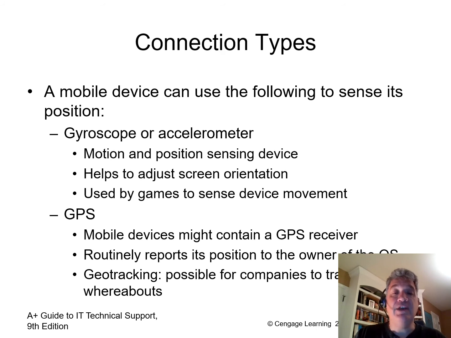So a mobile device can use the following to sense position. So it has a gyroscope or accelerometer, as well as using GPS, right? So this is pretty sophisticated. Being able to run Google Maps or Waze when you're driving home to see what the traffic conditions are like. It uses both of these to help understand where you are, and also understand what sort of road hazards, in the case of Google Maps or Waze, to help you take a different route if necessary.